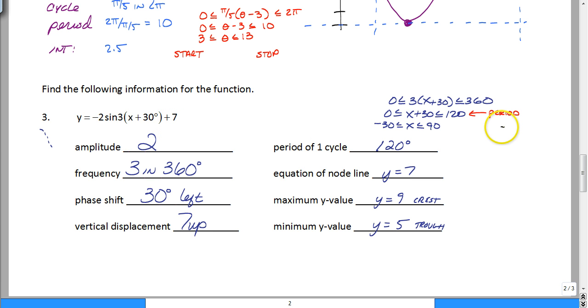The period is 360 divided by b, which is 120. For your start and stop, this part is always your period before you add or subtract whatever this is. So after you divide by this number, you go from 0 to whatever your period is. Your node line is y equals 7. Your maximum y value is 9 because that's your crest, and your minimum is 5 because that is your trough.